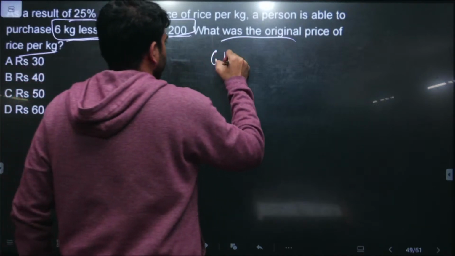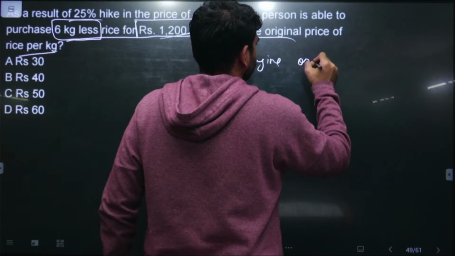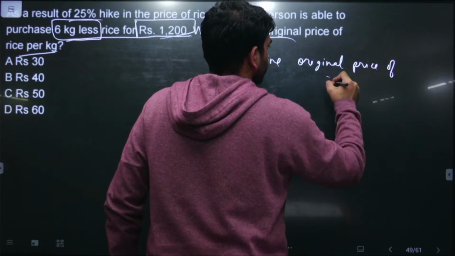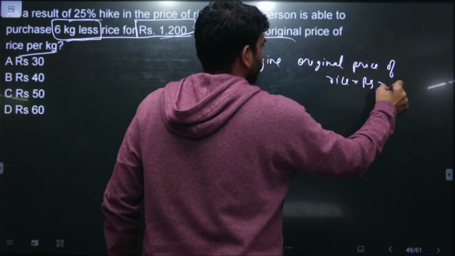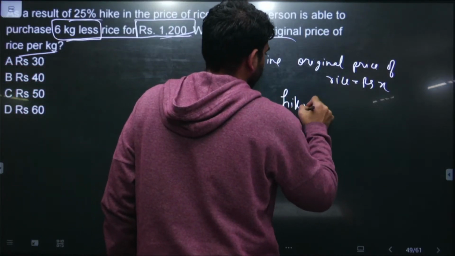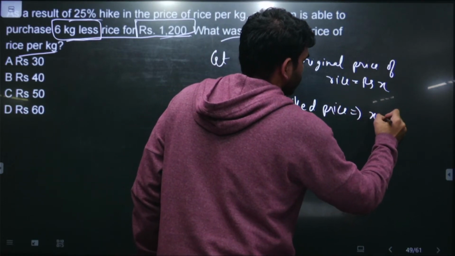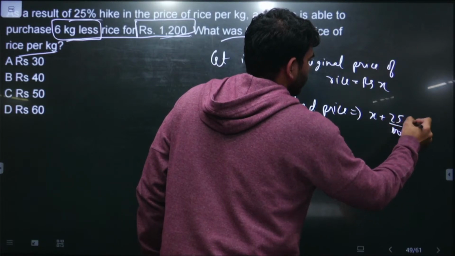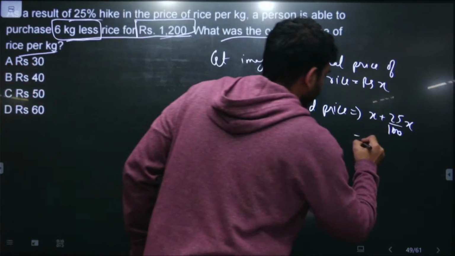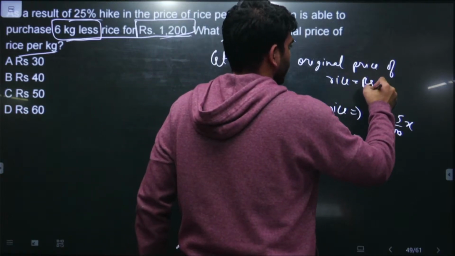So just simple सा है. Let's imagine the original price of rice is rupees X and there is a hike of 25%. Because of the hike of 25%, the price is X plus 25% of X. This 25% of X is the increase in X. This is the hiked price, and अगर इसको solve करें, this is 5x by 4. Hiked price is 5x by 4 and original price was X.